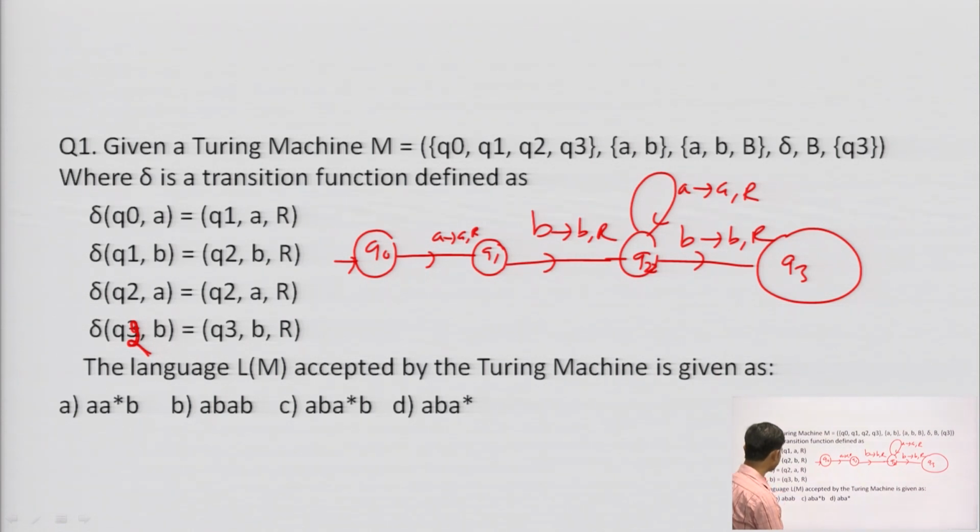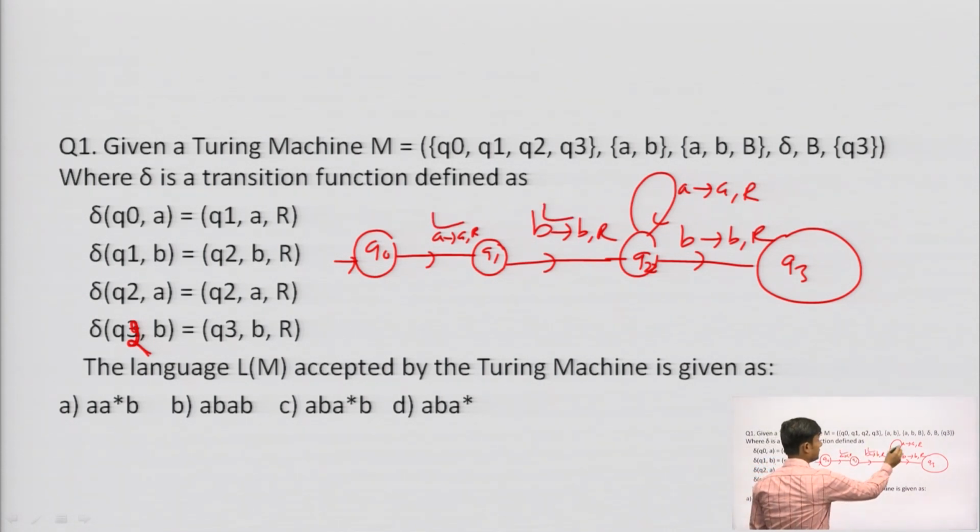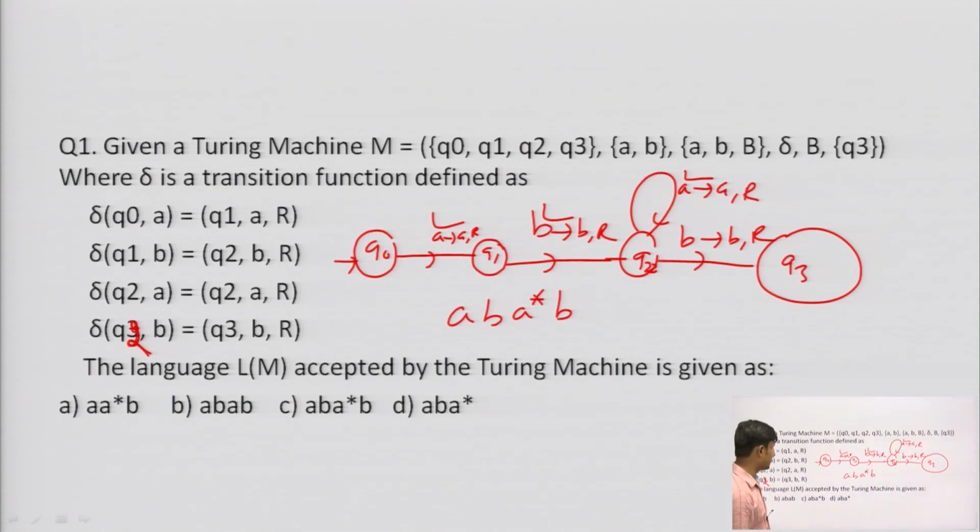Now Q3 you can say is an accepted state, and you check it: A B A star B. So what is accepted here? A B A star B, A B A star B is accepted.